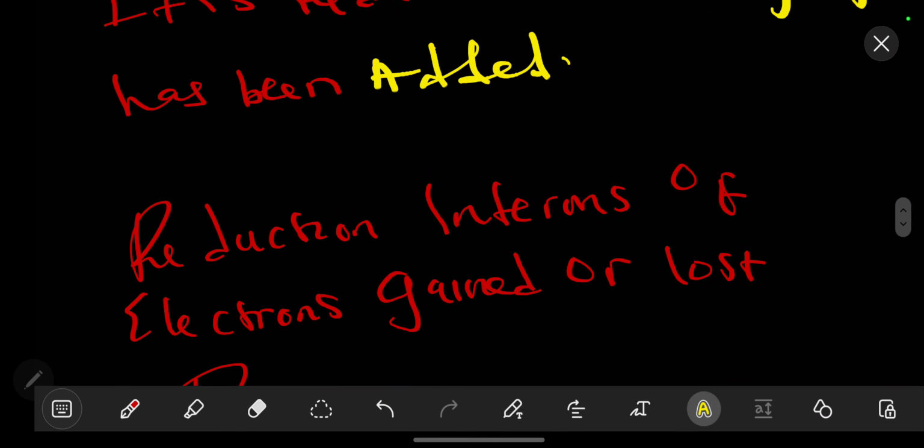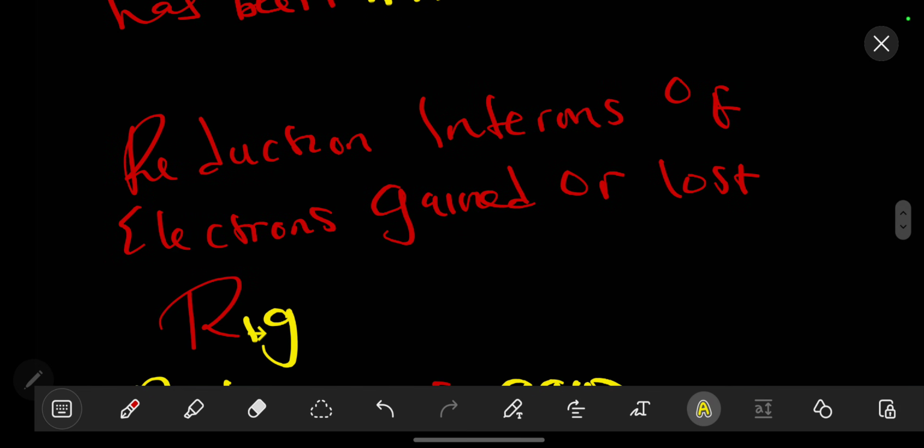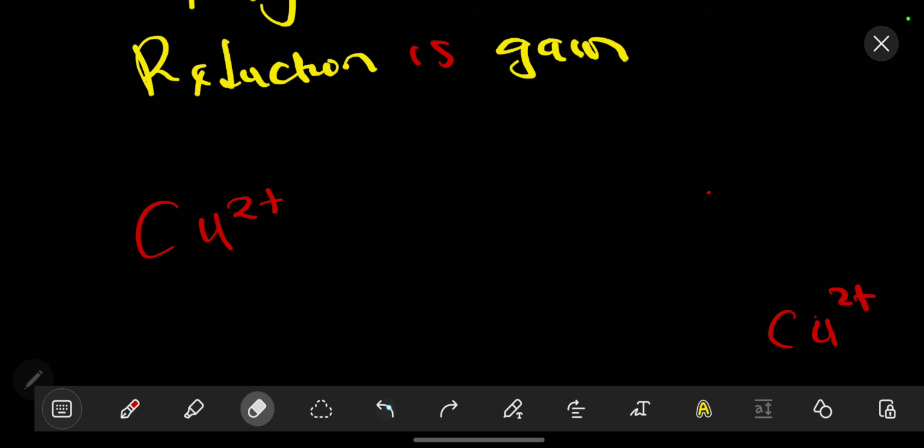Reduction in terms of electrons gained or lost. Reduction is gain. Remember our mnemonic, reduction is gain. As long as there is the gaining of electrons, then that is called reduction. So let's take this as our example. Copper 2 ion, this 2 plus indicates that it has lost electrons. So in order for it to go back to its normal state, it needs to gain electrons. Now when it gains electrons, it will become copper.